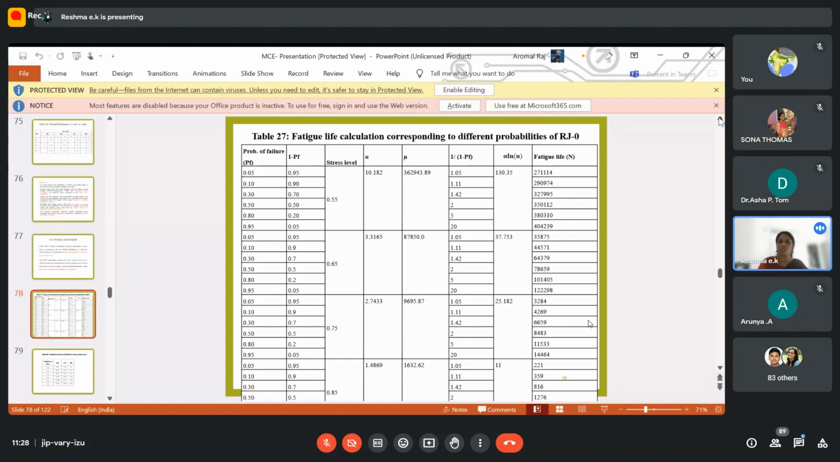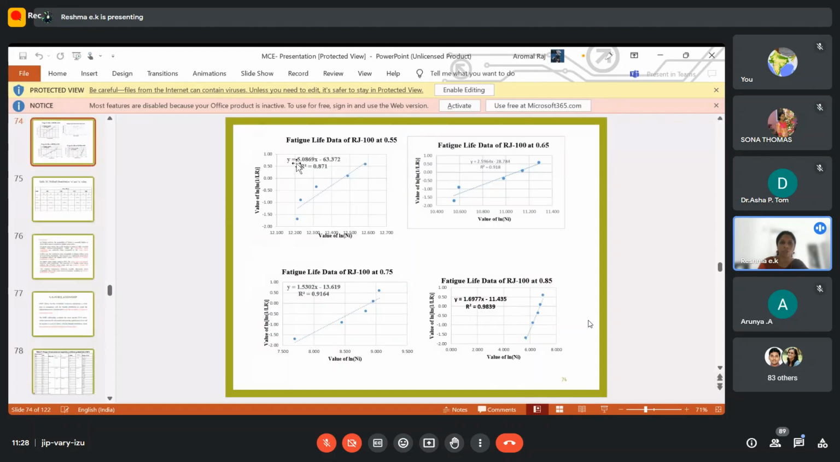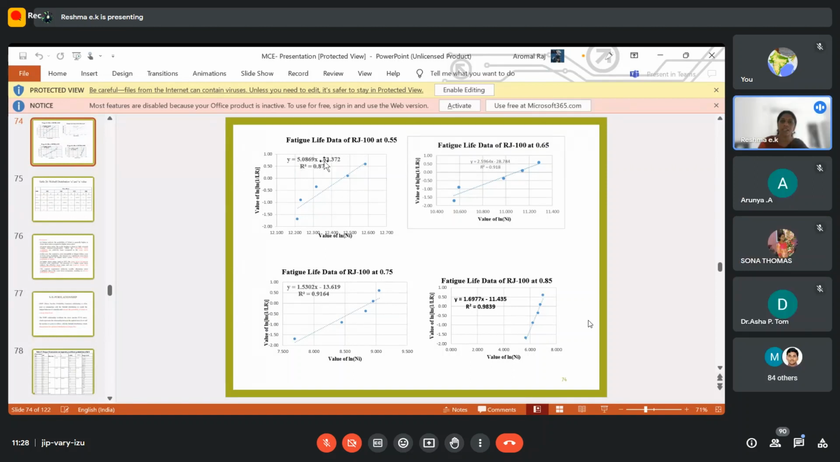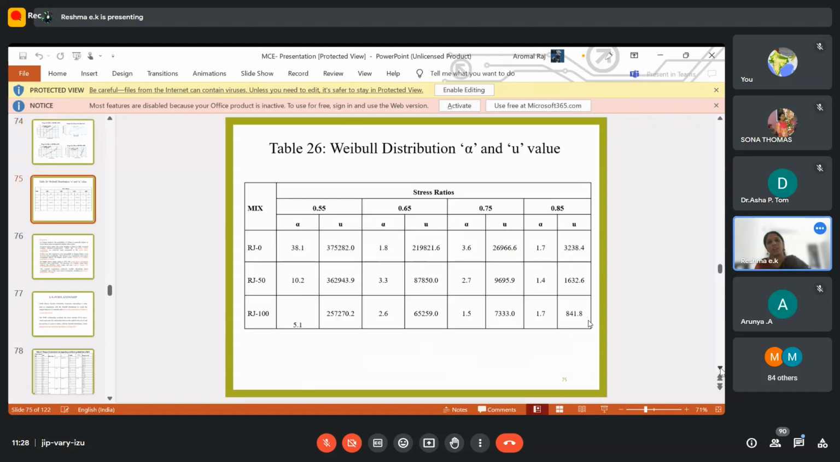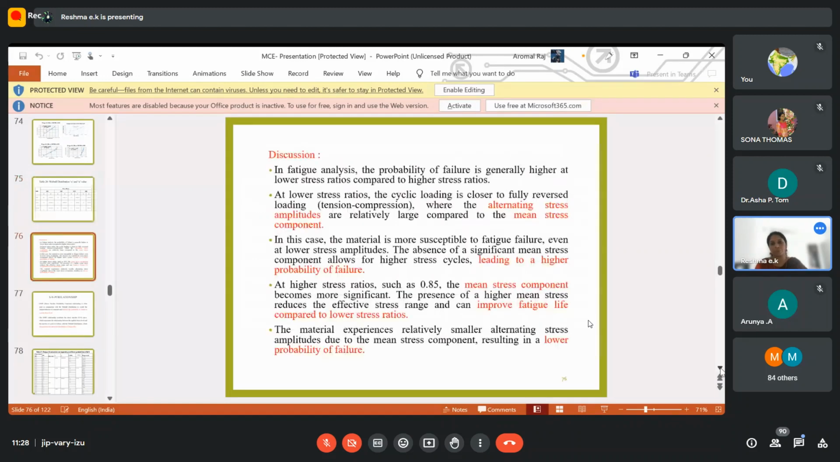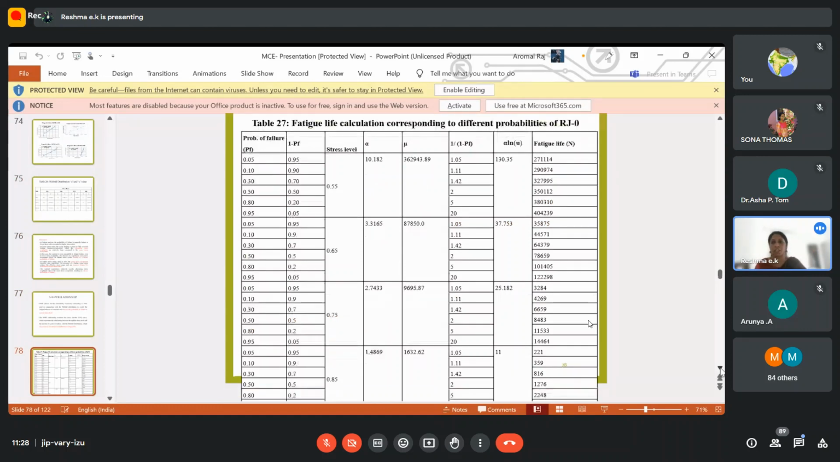The alpha value is just the slope from this graph. In this graph, the alpha value is 5.08, and the beta value is 63. From the beta value I calculated the mu value. Alpha is directly from the graph, while mu is a calculated value based on the constant beta. So, using those, I determined the probability of failure.